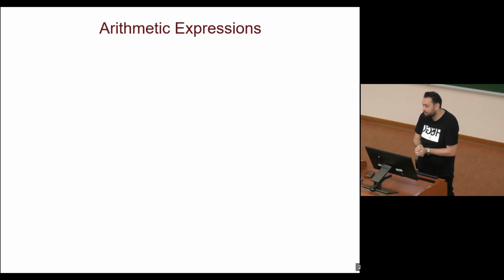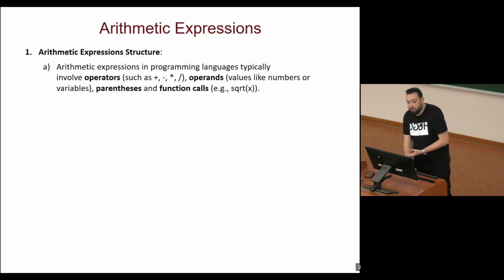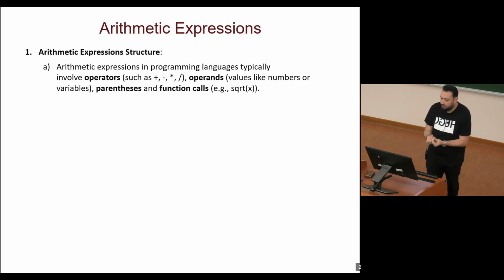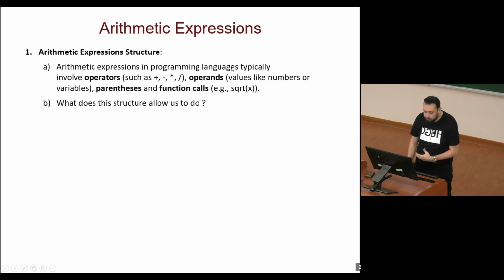That means they are important to know a bit about, right? So what is the structure of arithmetic expressions? It will have four main things: operators, operands, parentheses, and function calls. You know these, they're very basic. Operators are the plus and minus, and operands are, for example, A.